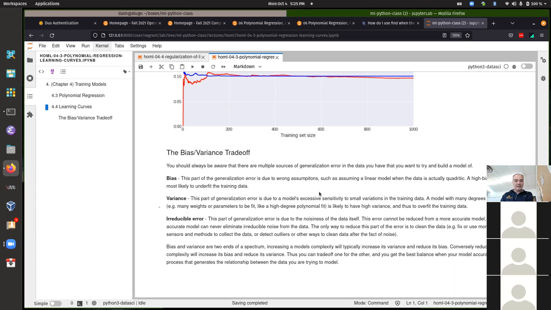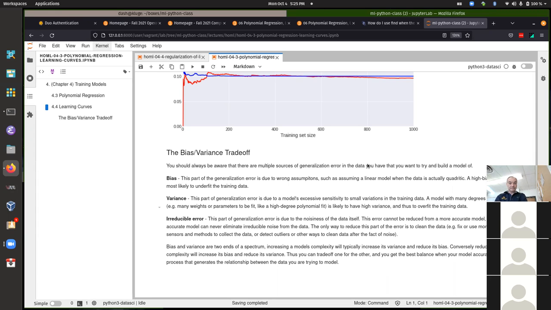So I misstated that a little bit. Bias, it's better to think of that as the part that's coming about from using a model that's not powerful enough. This will be stuff that will push you to underfit, like using a linear model when you have some nonlinear data that you're trying to create a model of.